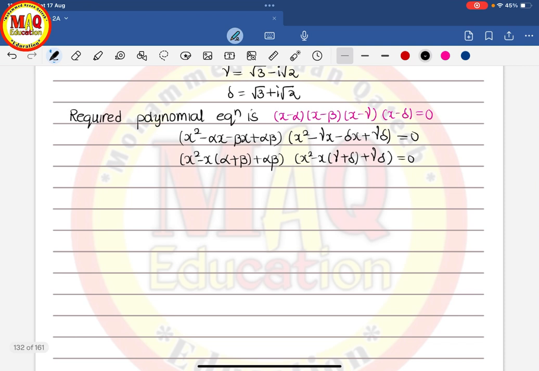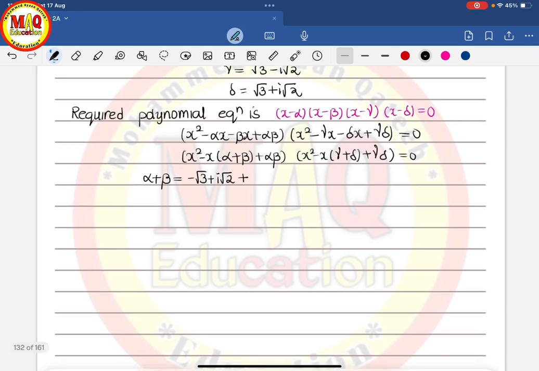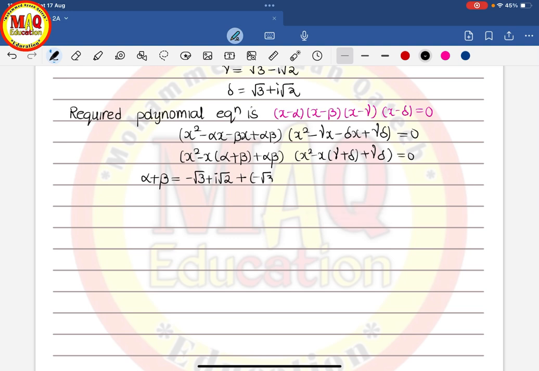Okay, now here we need to find first alpha plus beta. Alpha plus beta equal to alpha value is minus root 3 plus i root 2, plus beta is minus root 3 minus i root 2. Okay, now so here what we'll get, minus root 3 plus i root 2 minus root 3 minus i root 2. Opposite signs get cancelled. Minus 2 root 3. Alpha plus beta value, we got it.